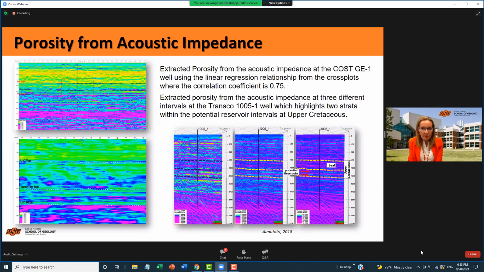So using the porosity and acoustic impedance relationship from the previous slide, the porosity distribution is extracted using the linear regression with the best correlation coefficient, that is the one I said, 0.75 at the CAS G1 well. And that was here on the left, and we also did that for the Transco 1005 well at different depth intervals here on the right.